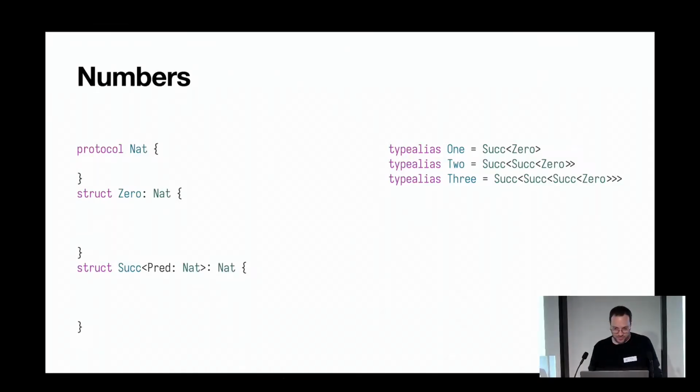There we go. So here we can type alias 1 as the successor of 0, type alias 2 as the successor of 1, 3 as the successor of the successor of 1, and basically, as you can see, the bigger the number, the more the suck.